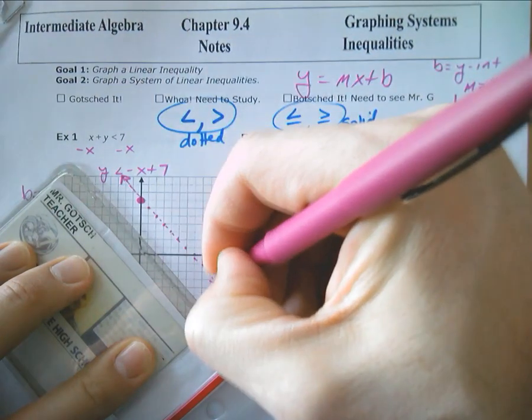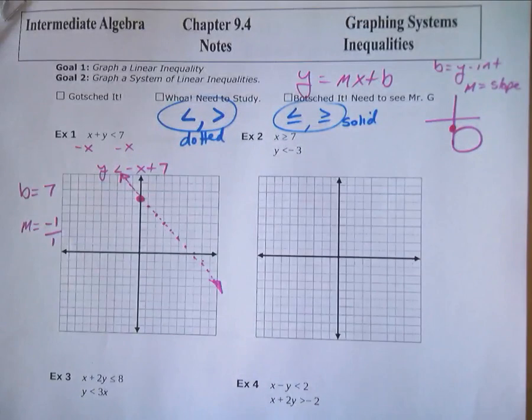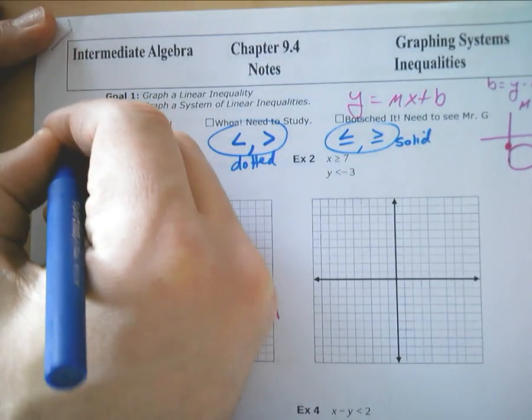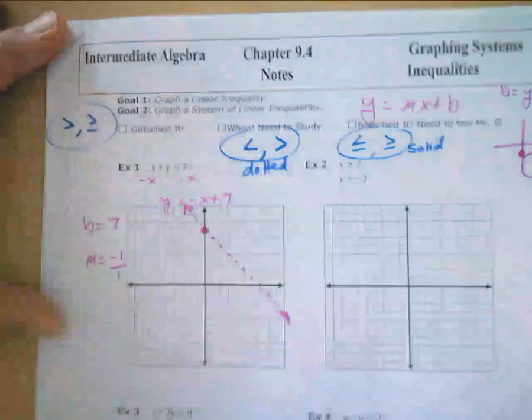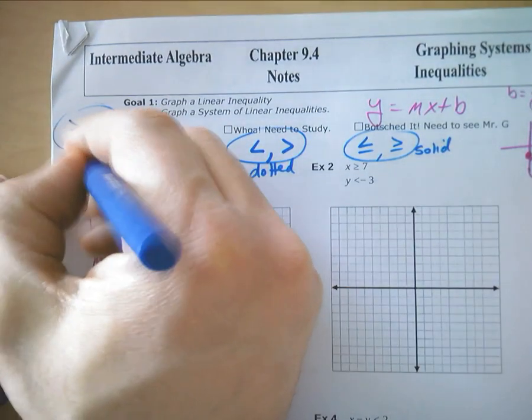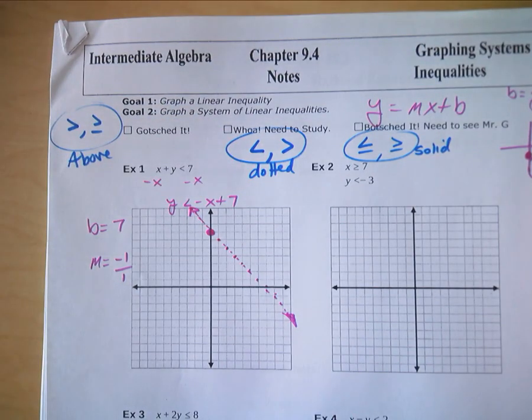The last thing we've got to do is our shading. We've got to know which way to shade. I'll go ahead and write this over here. If it's greater than, or greater than or equal to, I shade above. If I'm greater than you, or greater than or equal to you, I'm above you. And if I'm less than you, or less than or equal to, I am below you for the shading.